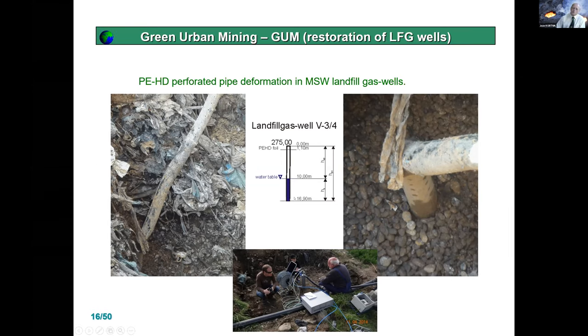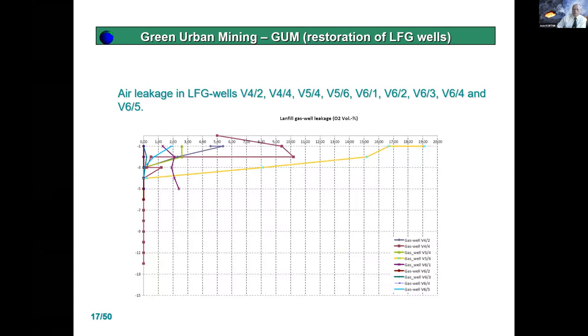So the water table and non-proper pumping or drying of the landfill body cause the reduction of the amount of landfill gas production. In this graph, you can also see that in most cases, on the x axis, you can see the vertical depth of the gas well.